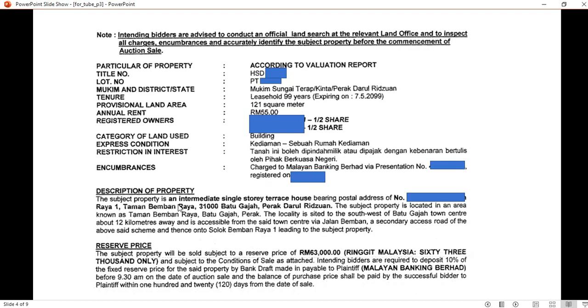descriptions of the property. It's always a good idea to personally go down to look at the house before bidding. That is very important. And then this part is about the reserve price. Most of the time you have to prepare 10% of the reserve price in bank draft form before the auction. And those bidders who want to bid have 120 days to complete the sales. That means you either have to get a loan or pay by cash within 120 days.